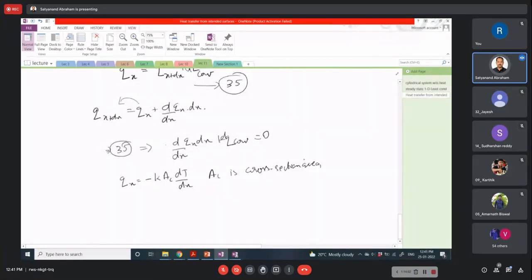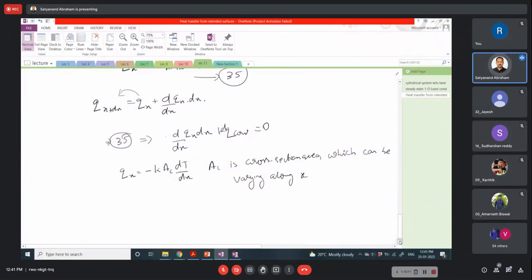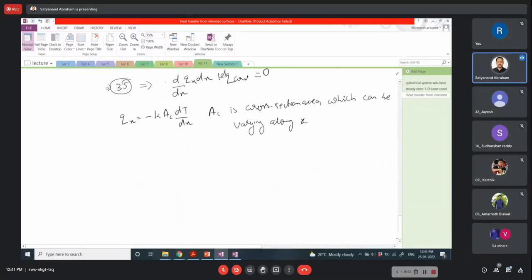So we are now trying to reduce it to a common equation. Ac is the cross-sectional area, which might be varying along x. First we are going to see this common equation, then we will see what happens when Ac is a constant cross section.